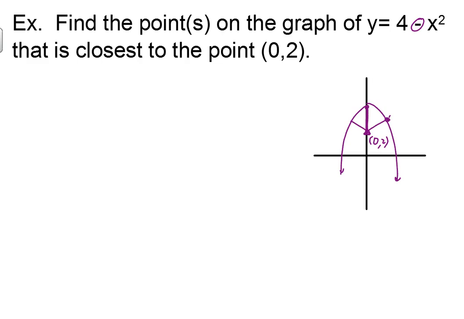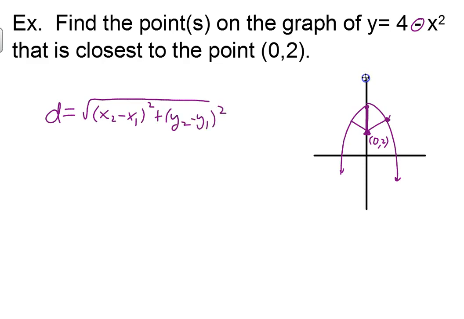Well, then what I want to do is use my distance formula from geometry. I know that the distance is equal to the square root of (x2 minus x1) squared plus (y2 minus y1) squared. And again, that's the Pythagorean theorem applied to 2 points, right? Well, let's see. I know one of the points is (0, 2), so I can plug in the 0 for x1 and the 2 for y1. So I get, let's see here, (x2 minus 0) squared plus (y2 minus 2) squared, right?